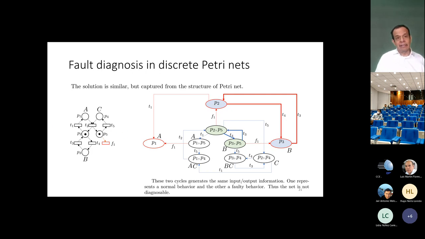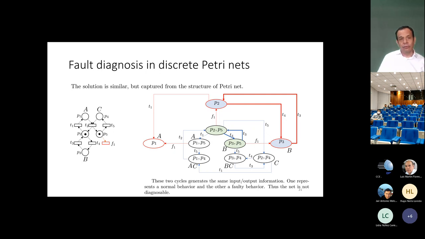If I do that, I mean, expanding this reachability graph, I will return to the problem of the finite automata. I will have a large number of states here, a very huge number of states. So the idea is to avoid the construction of this reachability graph, because doing that, you are going to deal with an NP-complete problem.